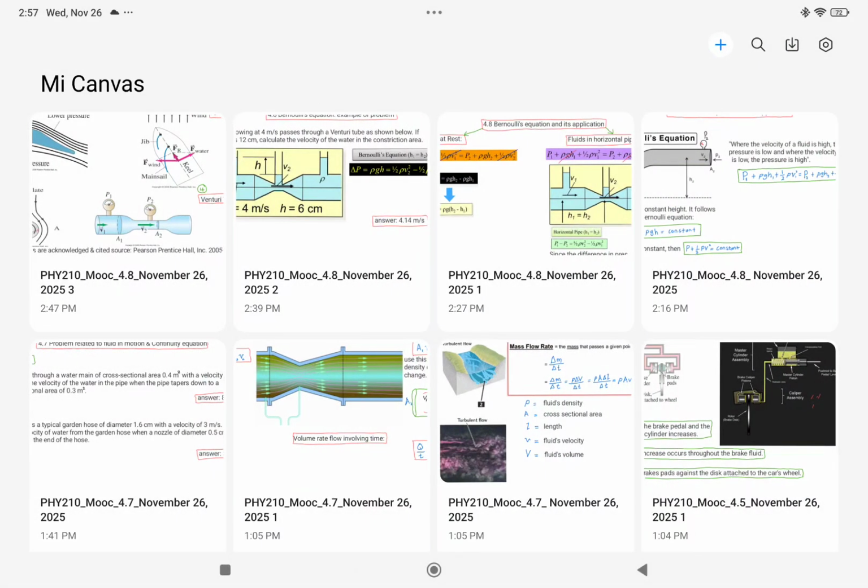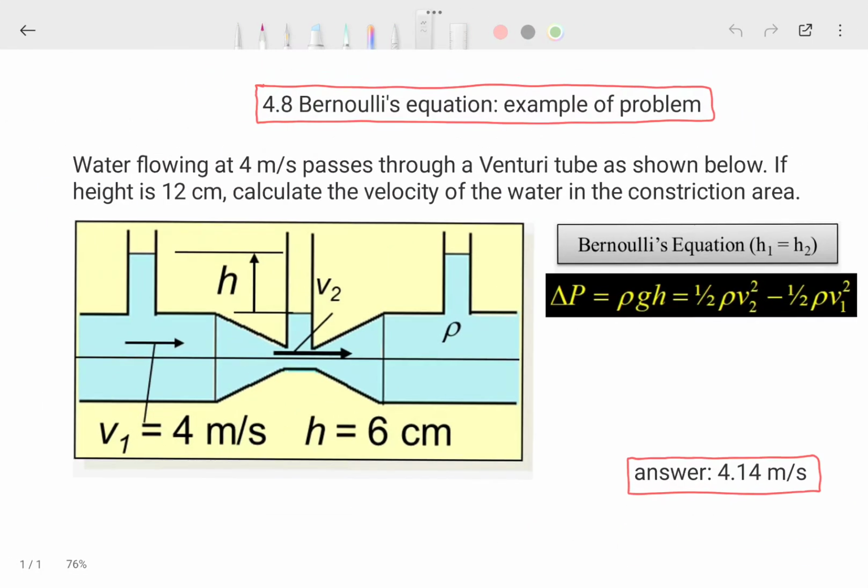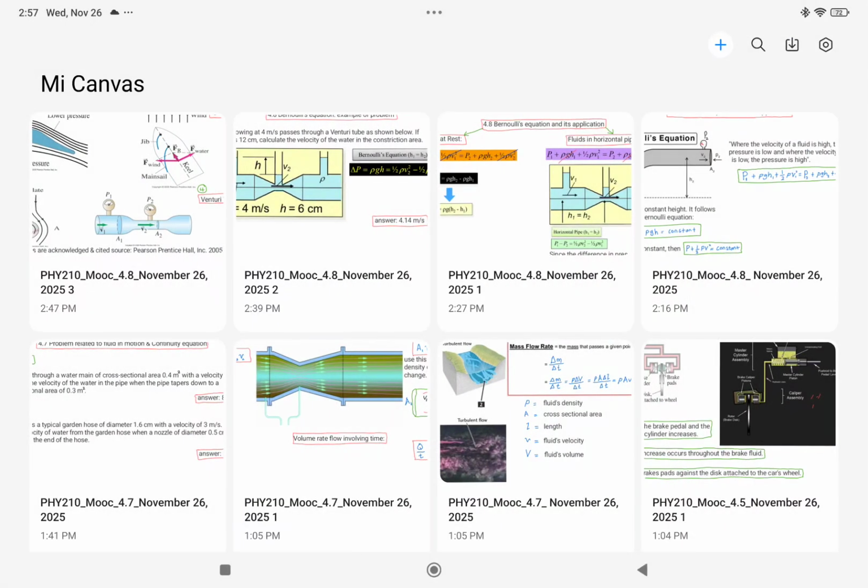Next, we go to the Bernoulli equation example problem. Referring to this diagram, please calculate the velocity of the water in the constriction area. Please do it by yourself. You should get the answer 4.14 meter per second. Okay, next we go to the last slide.